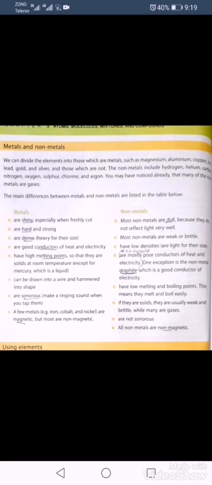Now we will discuss non-metals. Most non-metals are dull because they do not reflect light well. Dull means not shiny. Most non-metals are weak and brittle. Brittle means they can easily break. They have low densities and are mostly poor conductors of heat and electricity. One exception among non-metals is graphite, a form of carbon, which is a good conductor of electricity. Non-metals have low melting and boiling points, which means they melt and boil easily. If they are solid, they are usually weak and brittle, while many are gases.